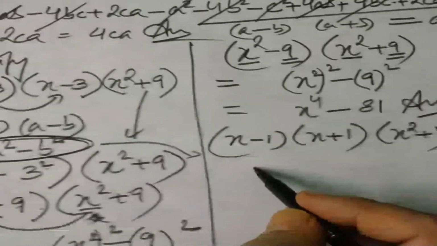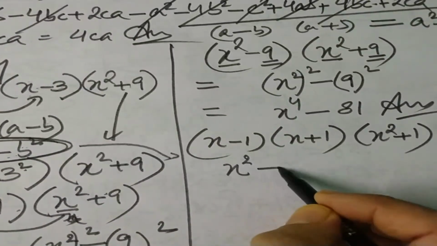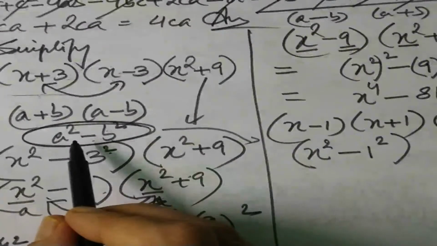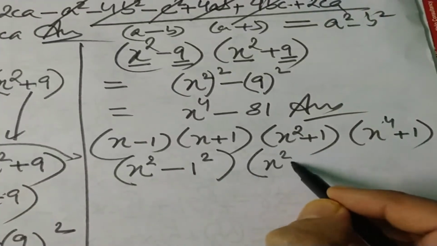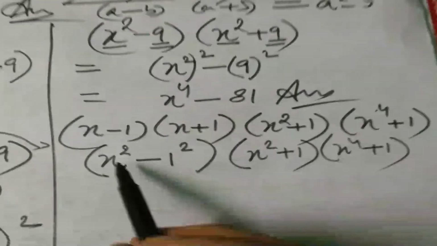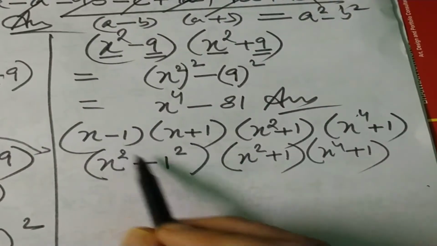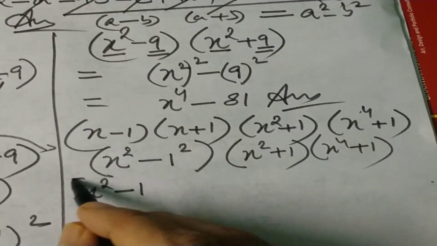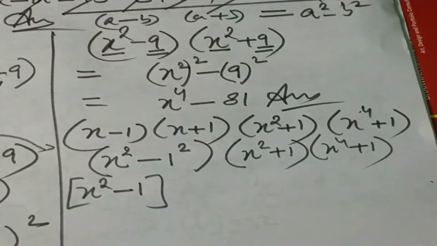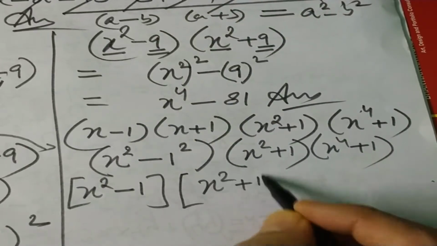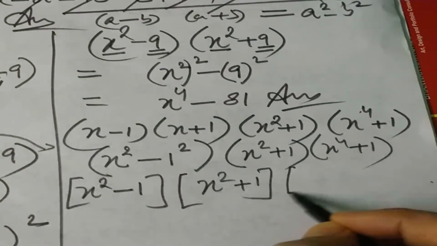So a square minus b square is the formula. So a square minus b square, then x square plus 1 and x4 plus 1, a minus b, a plus b. So x square minus 1 square becomes x square minus 1. This is the answer of the first two numbers after multiplying. Then this number is x square plus 1. This is the question. This is also the question.